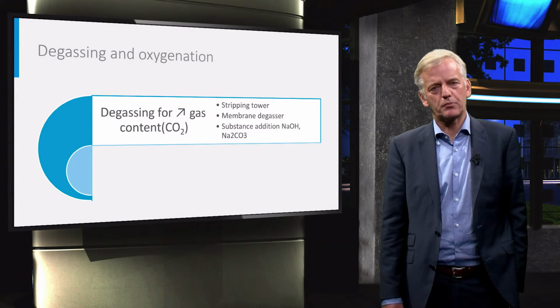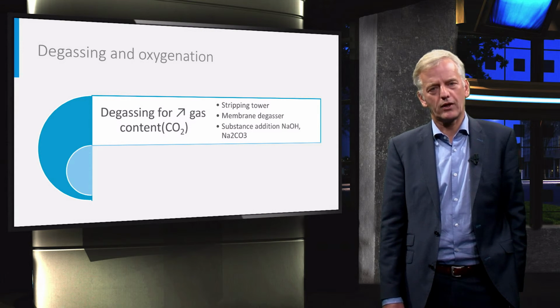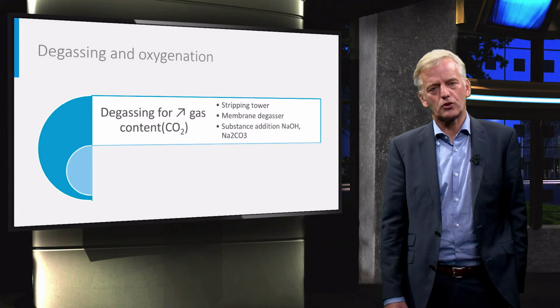A degassing step is important for removing any remaining CO2. Other gases like methane should also be removed. This can be done through a common stripping tower or by a more expensive but more compact membrane degasser, or by the addition of compounds like sodium hydroxide or sodium carbonate.